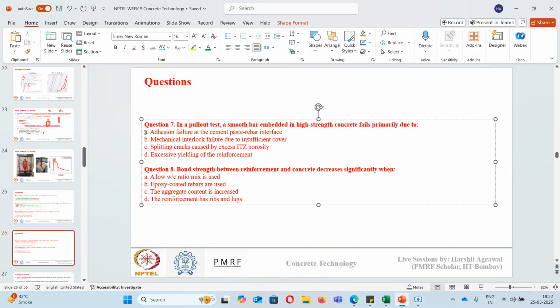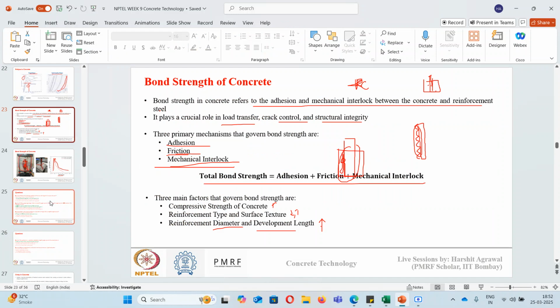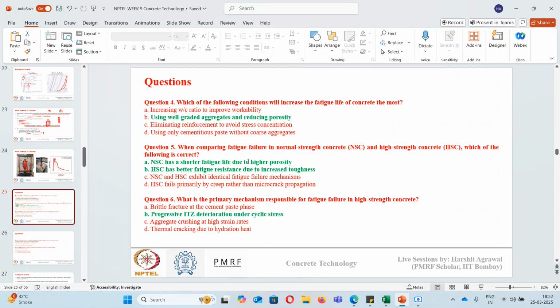Okay, so for 7, the correct answer will be A. Why? For smooth rebars, the bond strength relies heavily on the adhesion between the cement paste and the steel surface, because there is no friction effect right now, and there is no mechanical interlock. Since the rebar is smooth, it highly relies on the adhesion between the cement paste and the steel surface.